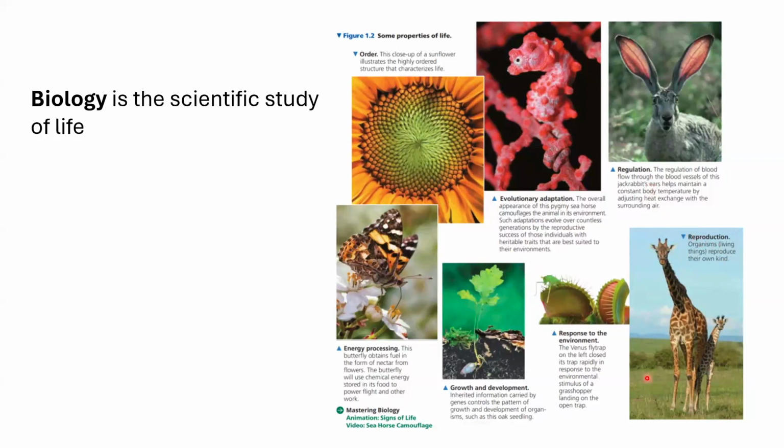And then you have reproduction. Organisms, living things, reproduce their own kind, as in giraffes reproduce and give birth to other giraffes, et cetera. So these are the overall general characteristics that are the properties of life. Again, it's not a strict definition. It's more what we look for to establish that something is alive.